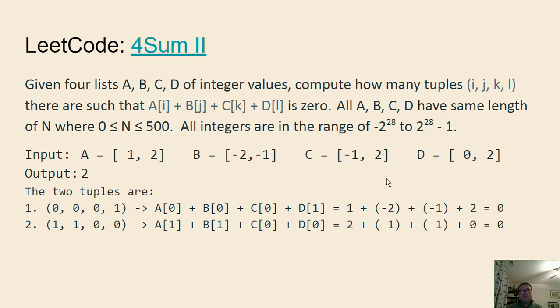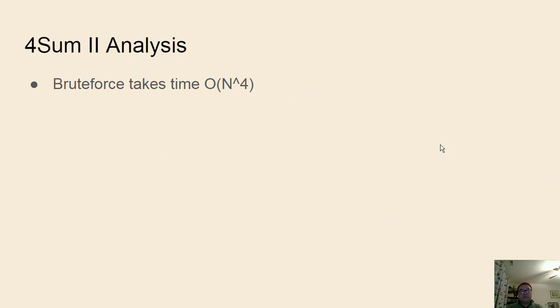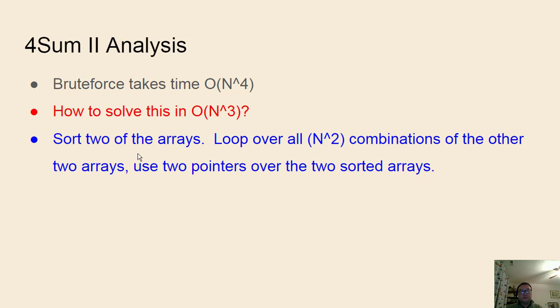Because given a value here and a value here, we know what value we need in order to reach 0. That's pretty much it for this problem.